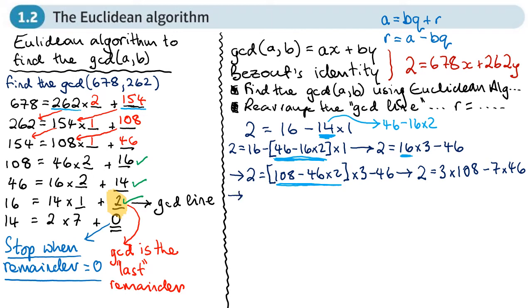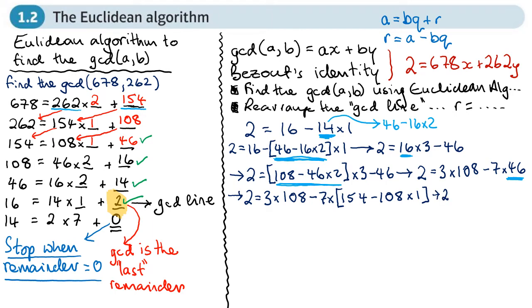So the next step now is going to be replacing the 46 here. And where do we go to find what we replace 46 with? This line here. So the next line is going to look like this. 2 equals 3 times 108 minus 7 times by, now 46 we'll replace with 154 minus 108 times 1. So we just keep this back substitution. 46 replaced with that minus that. Let's simplify that.